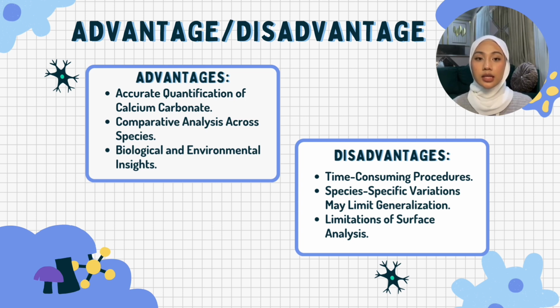The second one is that species-specific variations may limit generalizations. The findings, especially regarding the calcium carbonate content, are specific to the species studied. Variations in diet, habitat, and genetics can lead to differences in eggshell composition, meaning the results might not be applicable to all avian or reptilian species globally.